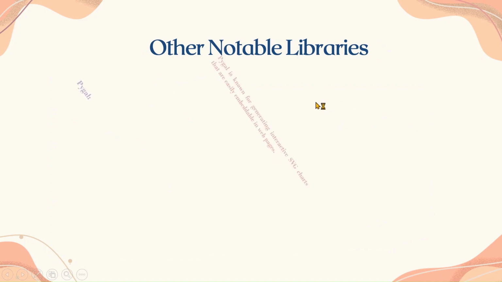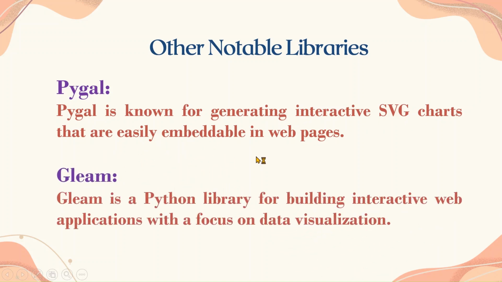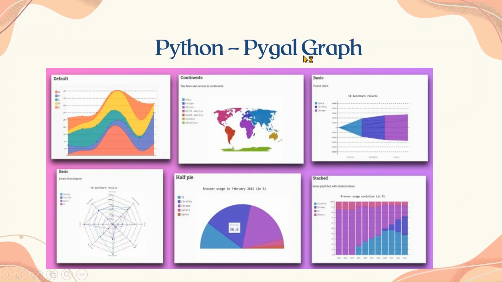Then other notable libraries we have is Pygal, which is known for generating interactive scalable vector graphics charts that are easily embedded in web pages. Suppose you want to embed some graphs into web pages, then you can create the graphs with Pygal and embed them into your web pages. Then Gleam is another Python library for building interactive web applications with a focus on data visualization. So this is also one of the other libraries which can be used for generating graphs and putting them into web applications. Now these are a few graphs by the Pygal library.